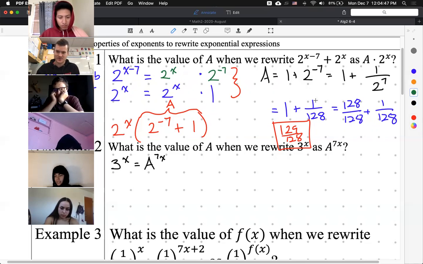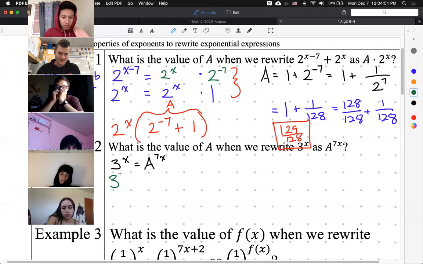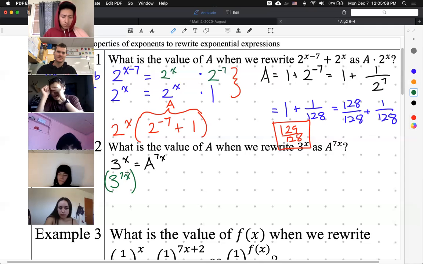I can't just magically do that. I'll have to undo something that I'm doing. If I do that, I'll have 3 to the power of 7x. Perfect. But I also have to get rid of a power of 7. Is there any way to get rid of a power at the same time as doing a power? And it's not that hard of a trick.